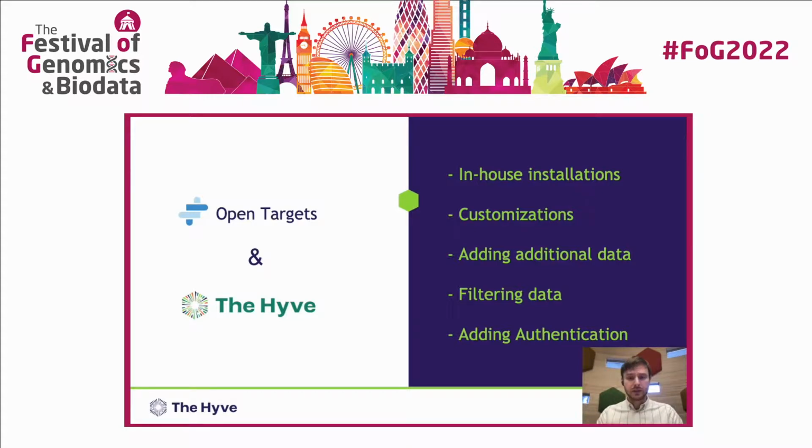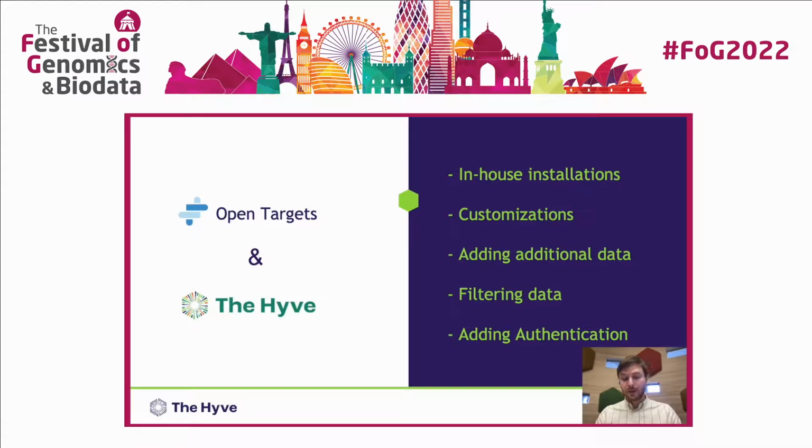Next is filtering data, so you could focus on the data from your fields of interest. If you, for example, only care about skin disease, we can filter all the genes and diseases in your field. Next is adding an authentication layer on top of your Open Targets Genetics or Platform application. This way you can monitor who is using the applications within your institute, and you can also, for example, integrate it with your single sign-on.